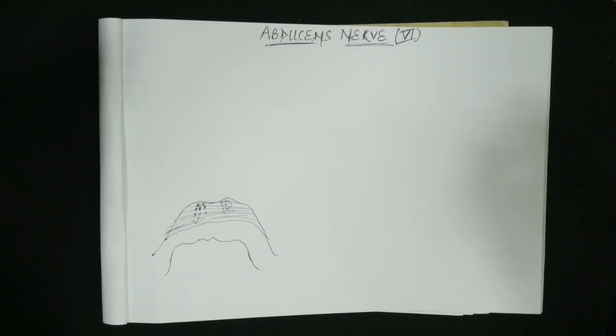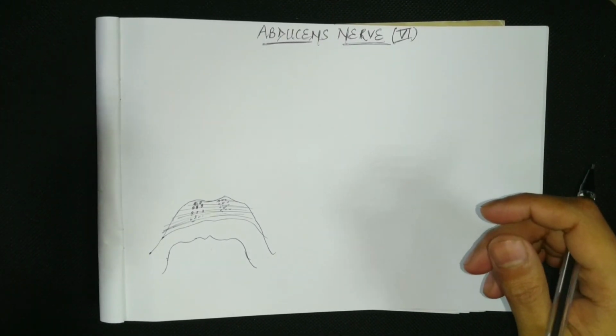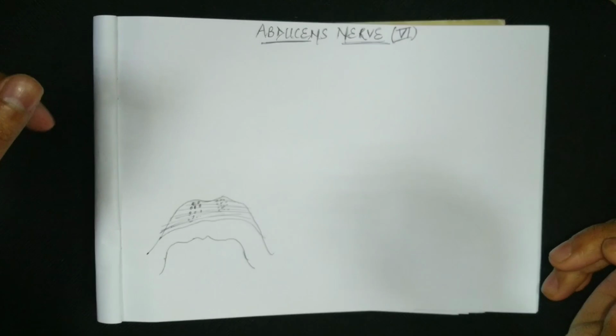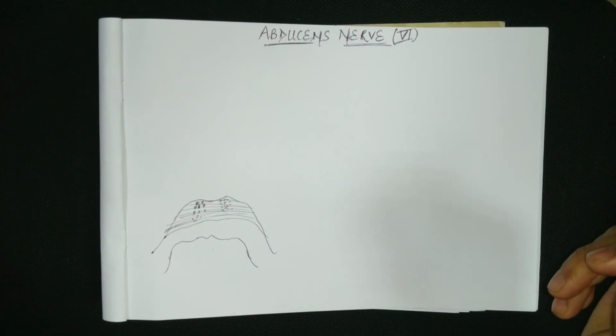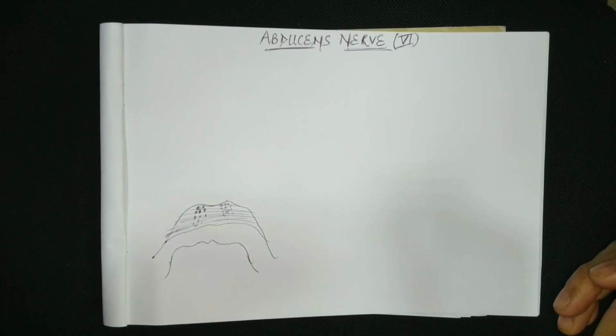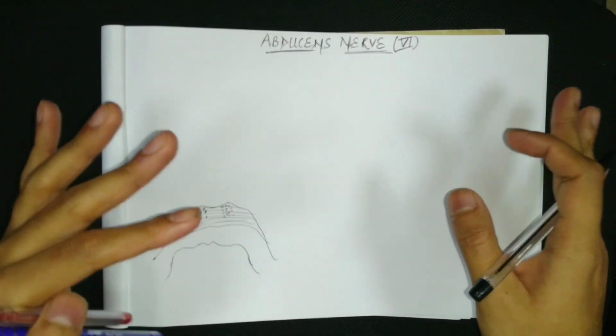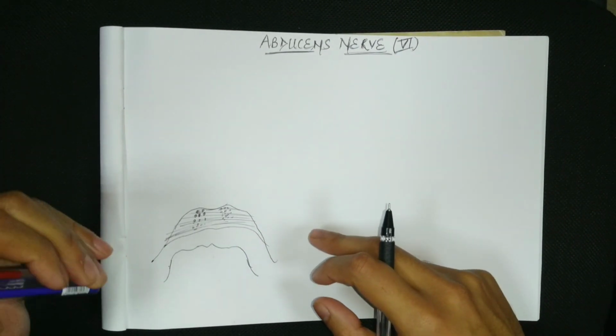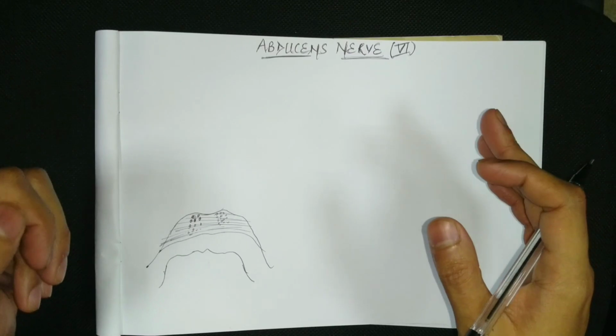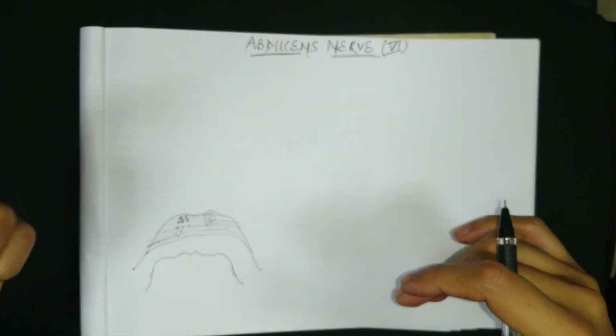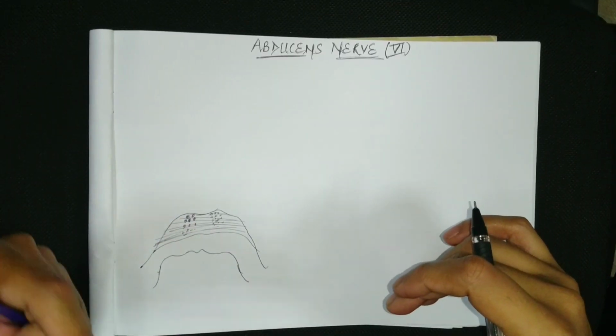So in this video we will discuss the abducens nerve, that is our sixth cranial nerve. It is paired, and it is a purely motor nerve. It contains only motor fibers. In previous videos we have discussed the location of the motor nucleus of the abducens nerve. It is in the brainstem, in the floor of the fourth ventricle.